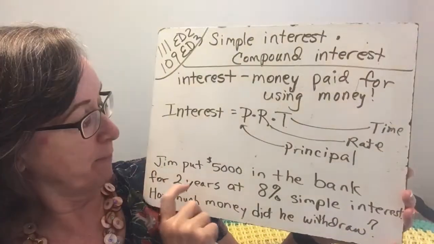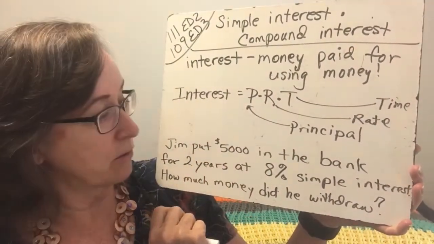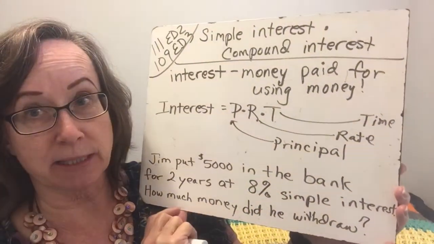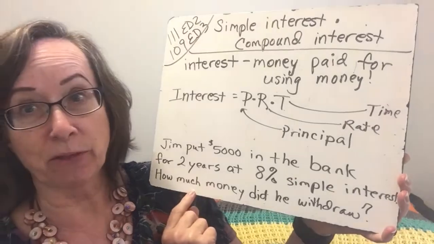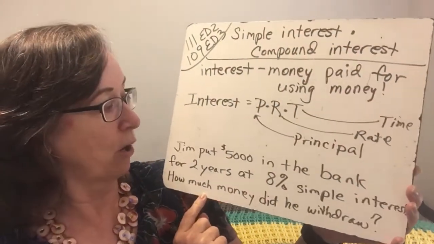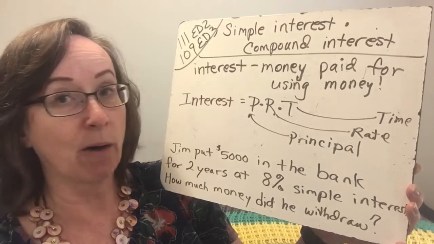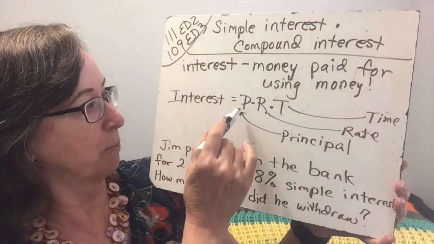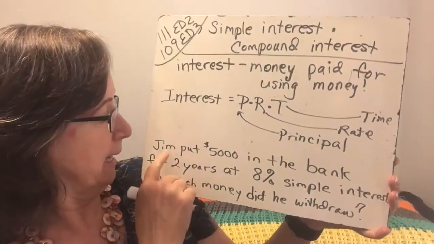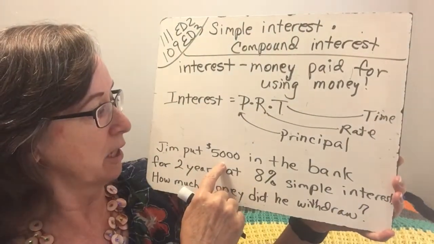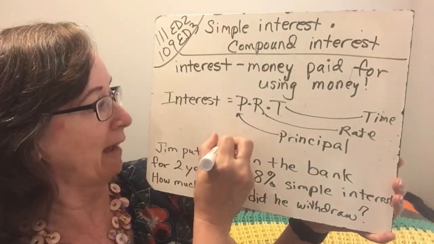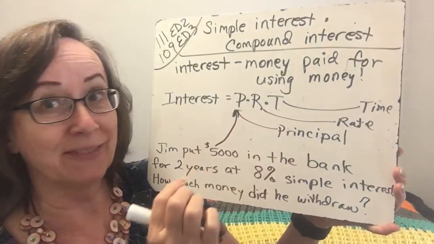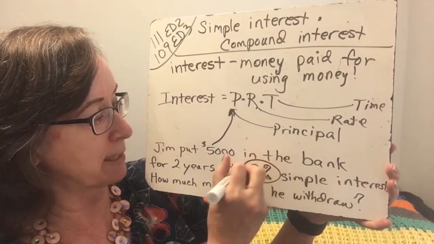Okay, so Jim put $5,000 in the bank for 2 years at 8% simple interest. How much money did he withdraw after the 2 years? So here, let's pick out our principal, our rate, and our time. So principal is the amount borrowed or loaned, and Jim put $5,000. So in this problem, the $5,000 is the principal.